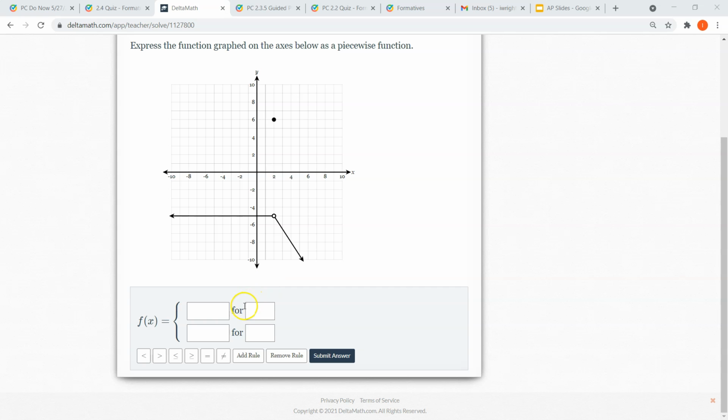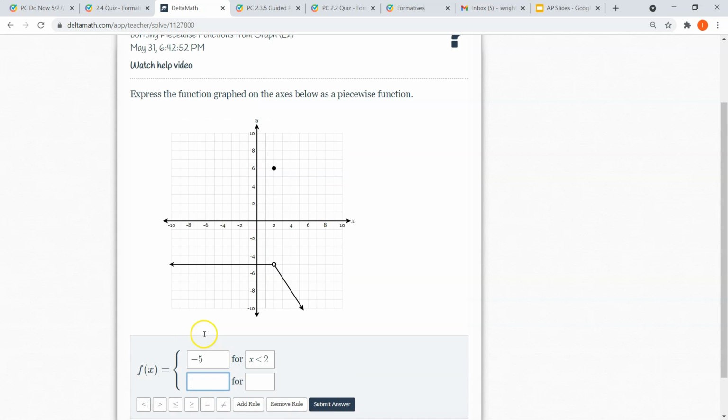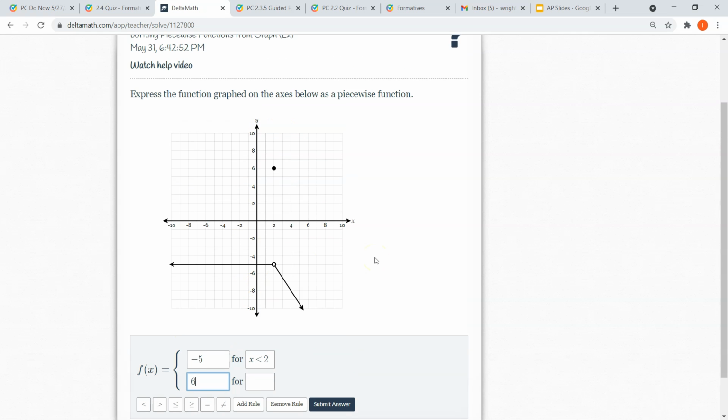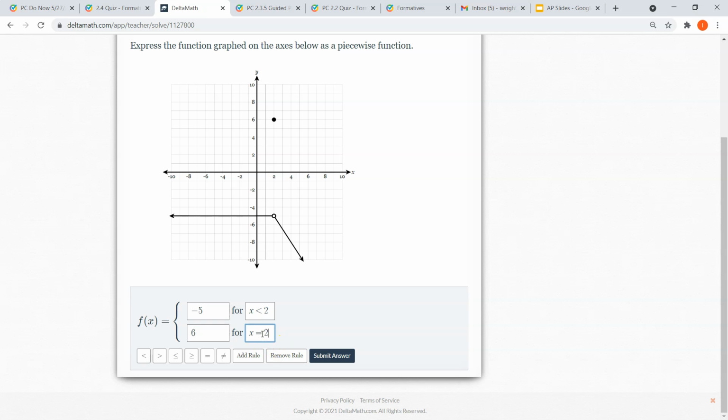And my last one, I'm going to show you actually in Delta Math, because I want to show you how to add an additional piece. So notice I have three things I have to contend with here. I have my horizontal line, and then my diagonal line, and then this dot up here, this point that's not on either of those lines. So I'm going to start with the horizontal line. That's just a horizontal line through y equals -5. And then I'll say for x less than 2, it looks like, right? And then my second piece is my dot. So I'll say that's at y equals 6, f of x equals 6, and that's for x equals 2.